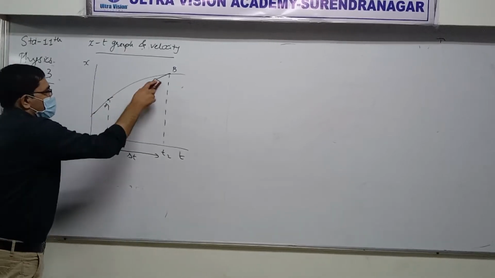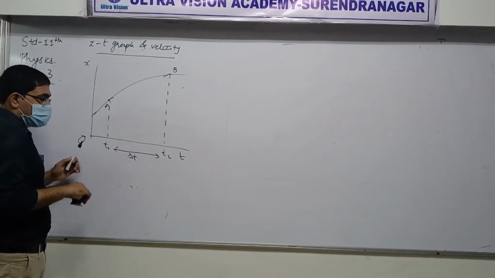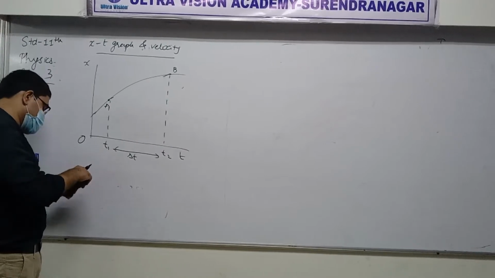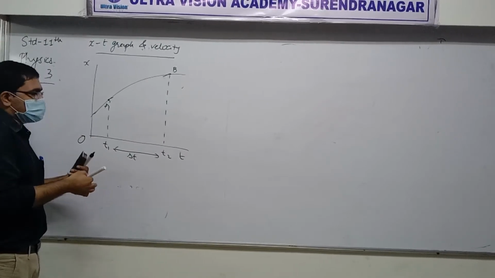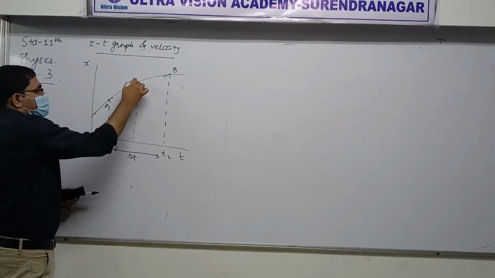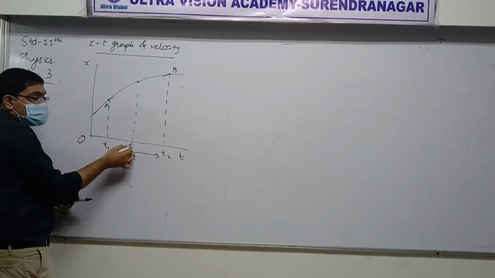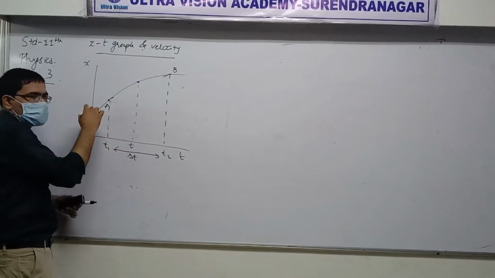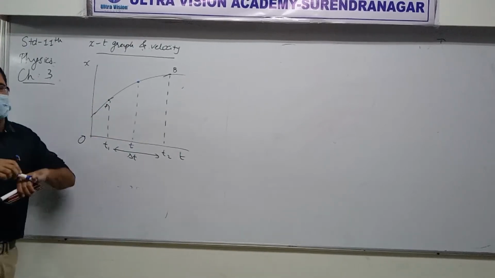But now we are not trying to find average velocity, we are trying to find instantaneous velocity. Suppose someone will say, what's the velocity at a particular point of time? Here, when time is t, at this time t, how much is the velocity? Now we don't have a scope of drawing a chord.